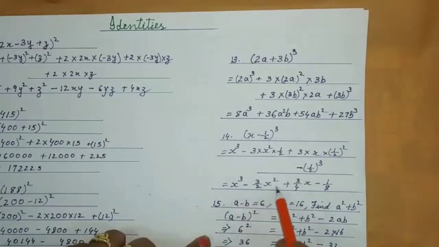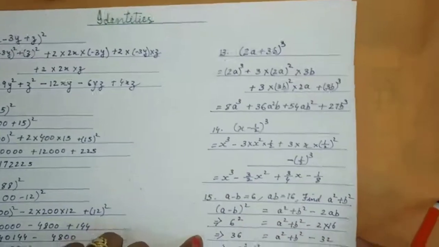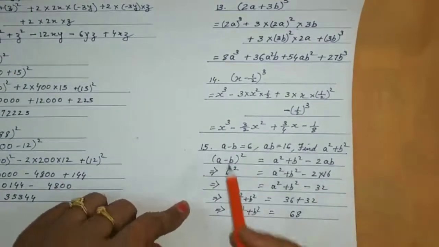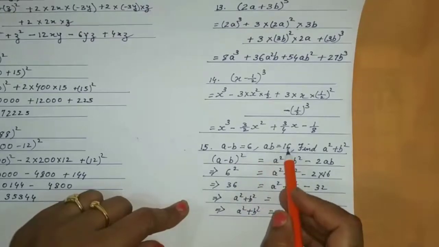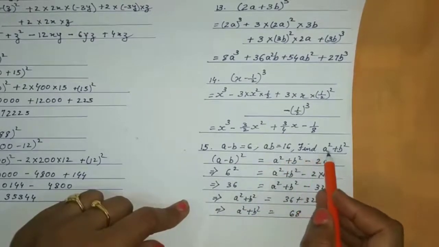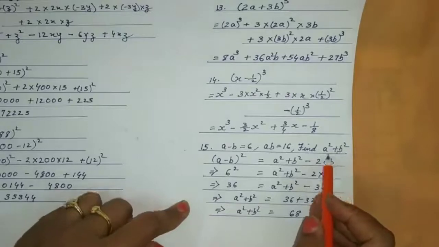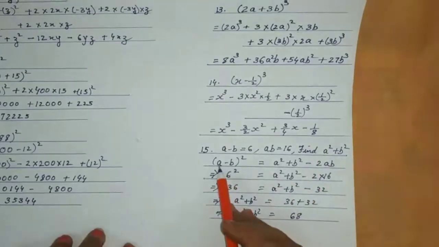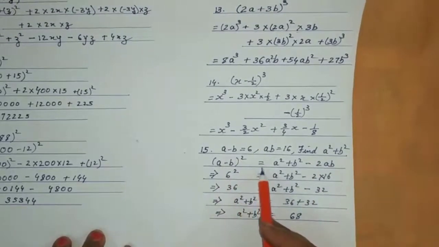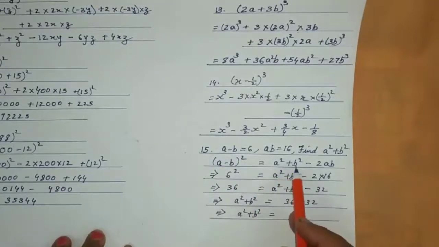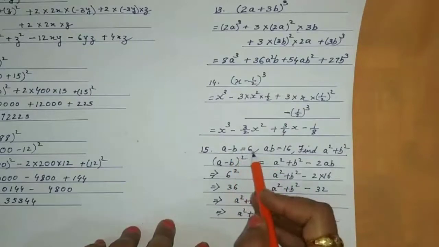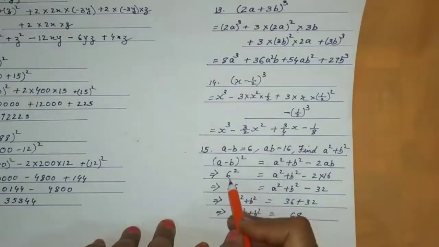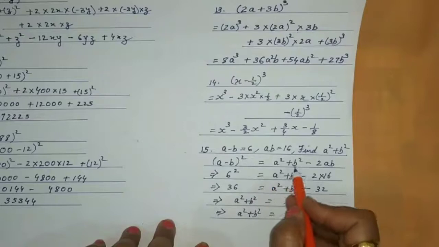We find out the product and we write. Question number 15. If a minus b is 6 and ab is 16, find the value of a square plus b square. So we first write the formula, that is (a minus b) whole square is equal to a square plus b square minus 2ab. Now we substitute. A minus b, 6 is given.